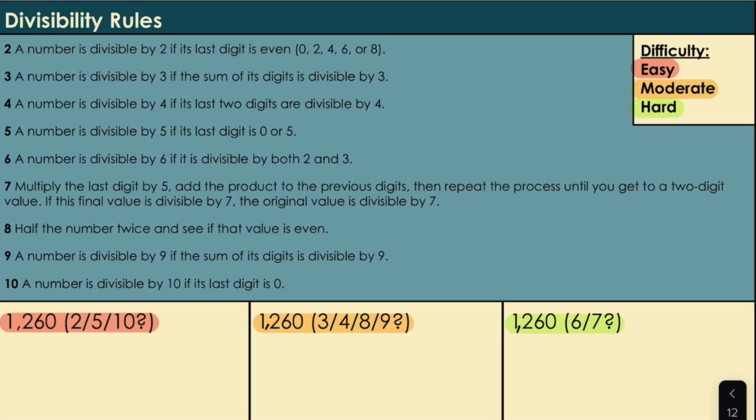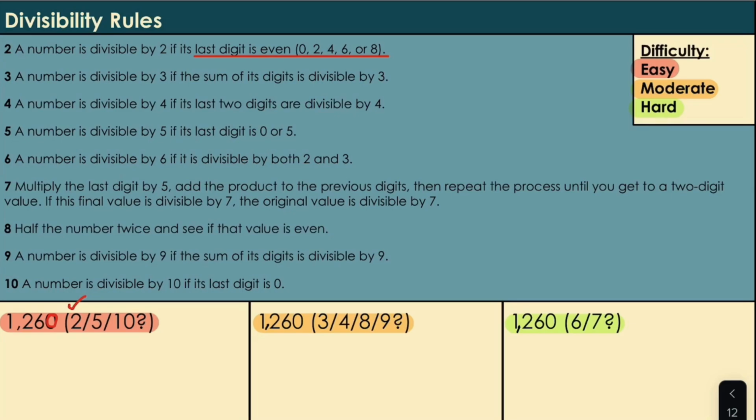1260, and we are considering whether it is divisible by 2, 5, or 10. So first up 2. If the last digit is even, we know that that value is divisible by 2. Well, we see in 1260 we end with a 0, so of course we know that that is divisible by 2. I'm going to do a little tick next to the 2.